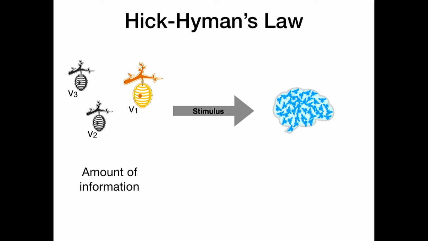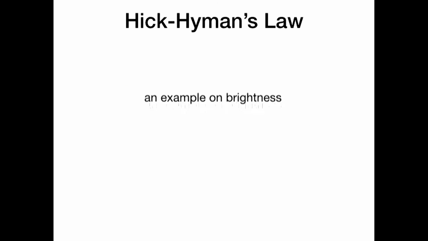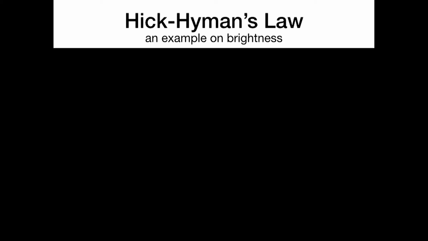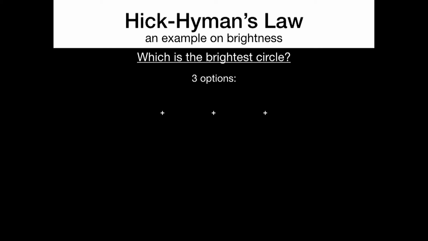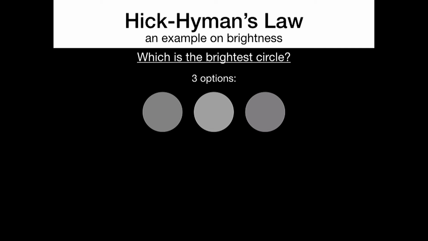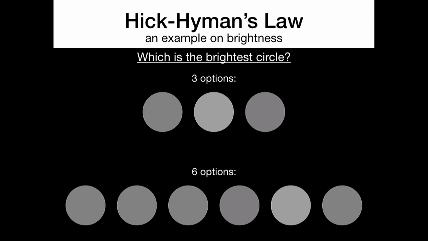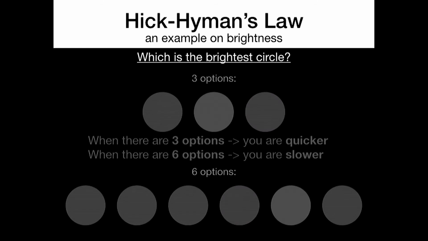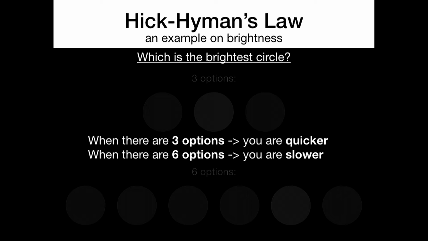Then finally, we moved to investigate the Hick-Hyman law, in which we studied the relationship between the amount of information and the reaction time. I explain again quickly through an example on brightness what the Hick-Hyman law is. Which is the brightest circle you have to locate between three options that will appear here. And the second example is instead on 6 options, again to find the brightest circle. And the idea here is that you are quicker when there are 3 options and slower when there are 6.